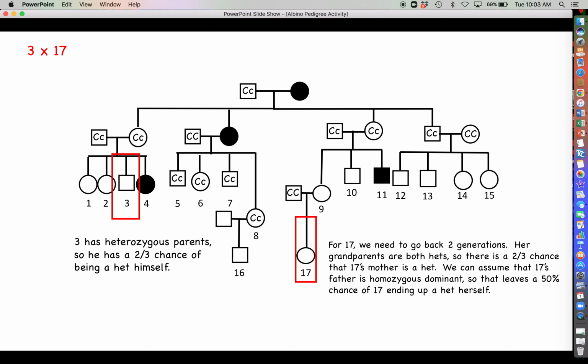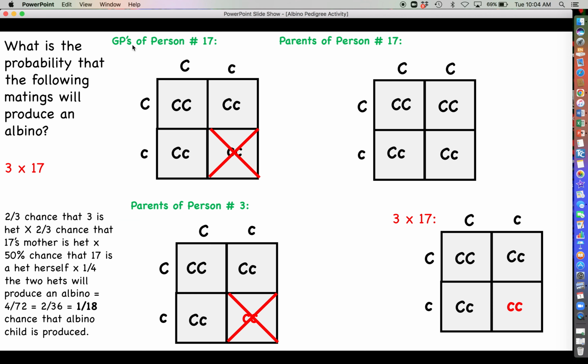So the probabilities that we're going to put together here are 2/3 for individual number 3, 2/3 for individual number 9, 1/2 for individual number 17, and then 1/4 for the 3 times 17 mating. So for the grandparents of person number 17, you can see the 2 in 3 probability there. The parents of person number 3, a 2 in 3 chance of him being heterozygous. The parents of person number 17, we saw that her mother had a 2 in 3 chance of being heterozygous. So this is based on the assumption that her mother is heterozygous.